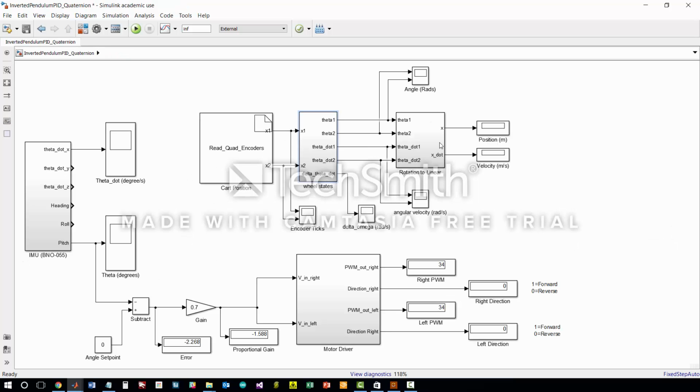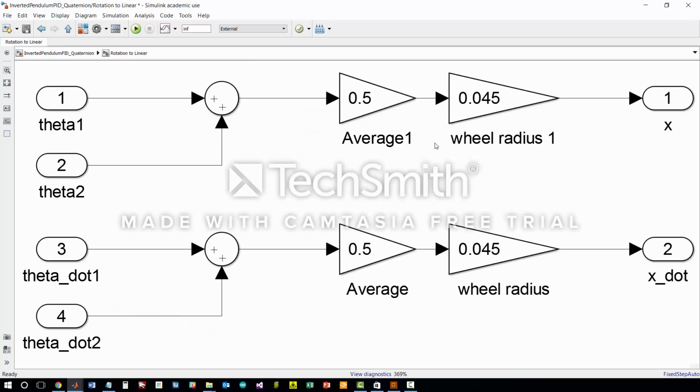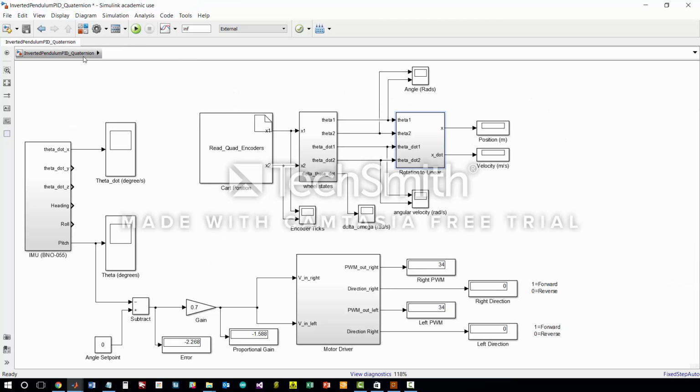These values are then passed to a converter which converts rotational values into linear values. This conversion, using the wheel radius, just averages the two values to get a single linear position and velocity value for the entire inverted pendulum robot.